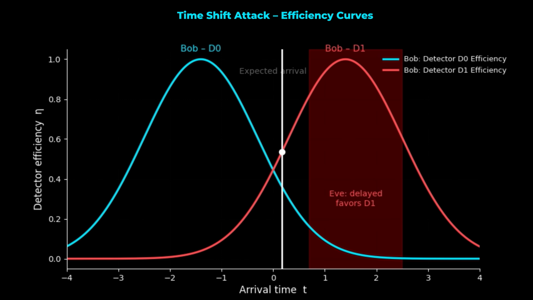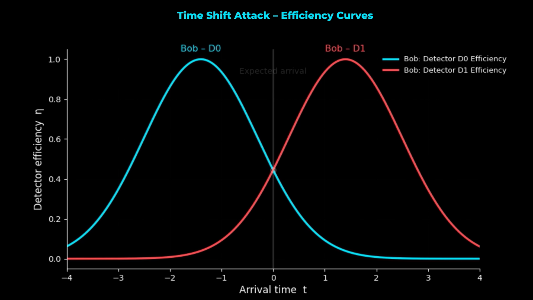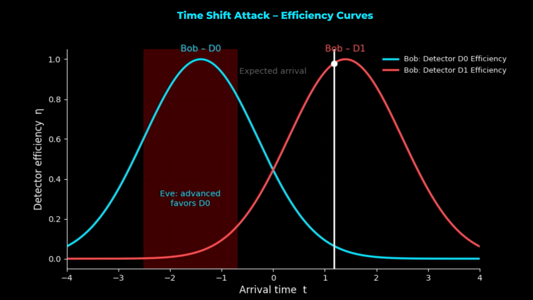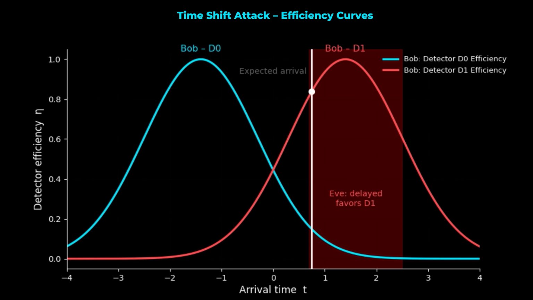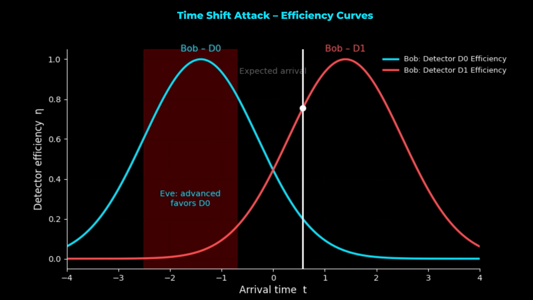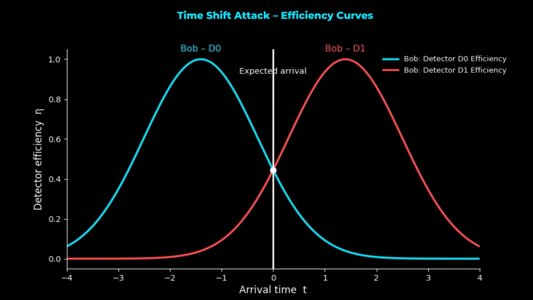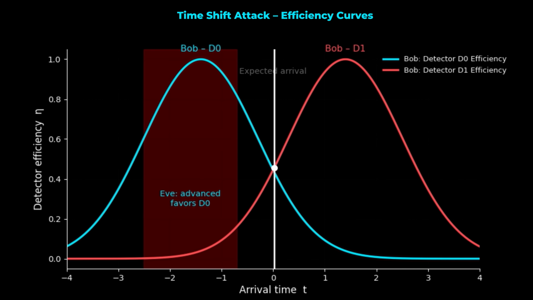Yet, here's the terrifying part. Because Eve only shifts timing in a direction that favors one detector, the error rate stays low, and Bob assumes everything is normal. The QKD protocol, BB84 or otherwise, only checks for error rates. It does not check for detection efficiency bias. So Eve extracts the key without causing the usual disturbances that would reveal her presence.